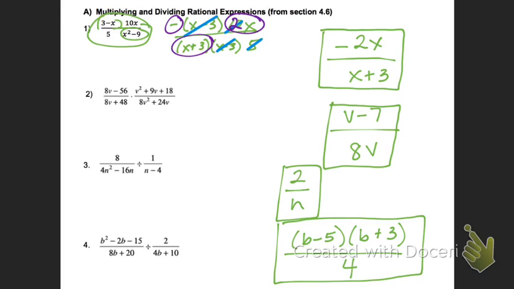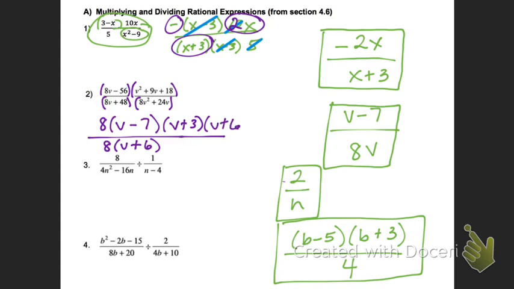On the second one, I'm going to look at each part. The first step of any factoring problem is pulling out the greatest common factor. So top left, I can pull out a what? Top left, 8. And I'm left with v minus. On the bottom, I can pull out an 8, and I'm left with v plus 6. Top right, I can factor that to be v plus 3, v plus 6.